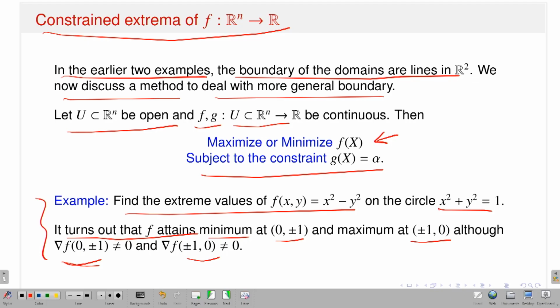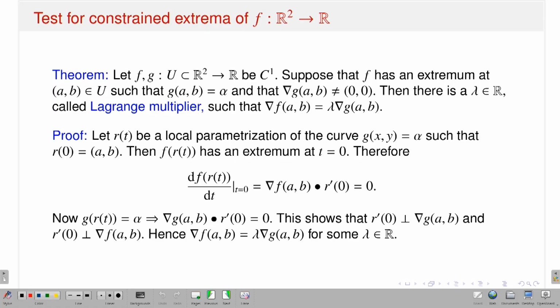So my point is that the earlier method I discussed for solving the extremum problem, if you apply it blindly, it will not work. Here it attains maximum and minimum at (0, plus minus 1) and (plus minus 1, 0). Nevertheless, these are not critical points because the first order partial derivatives exist but they are not 0. Therefore you should not apply the earlier method blindly, and that is why the Lagrange multiplier came into the picture. I think this is a test for constraint maximum that I will explain in my next lecture, how to handle those situations.